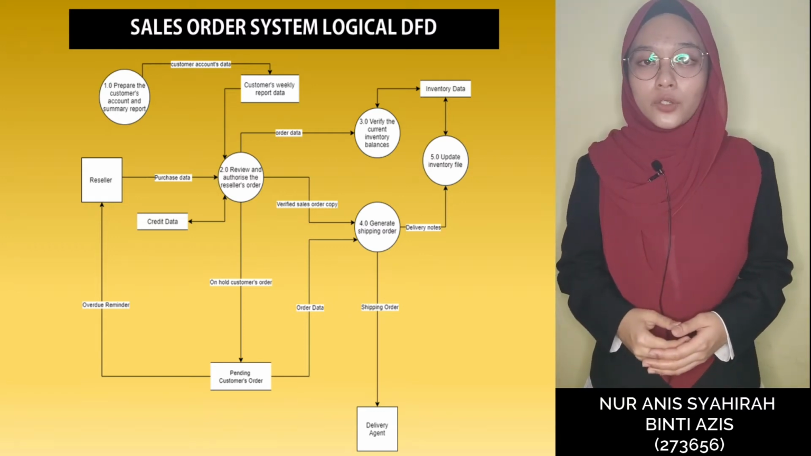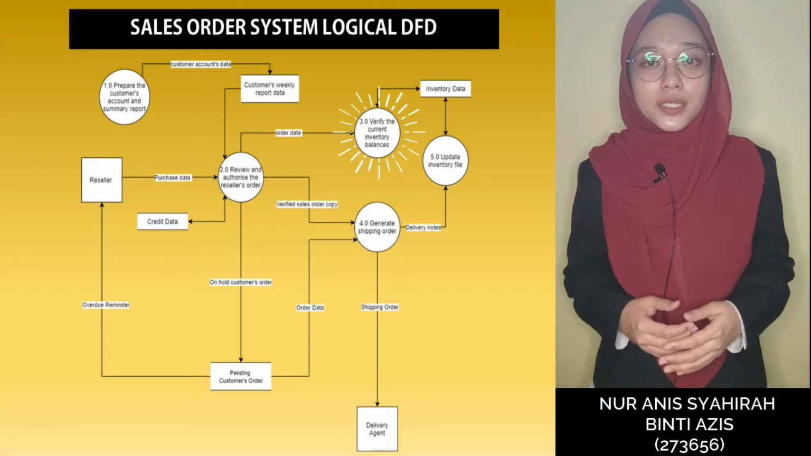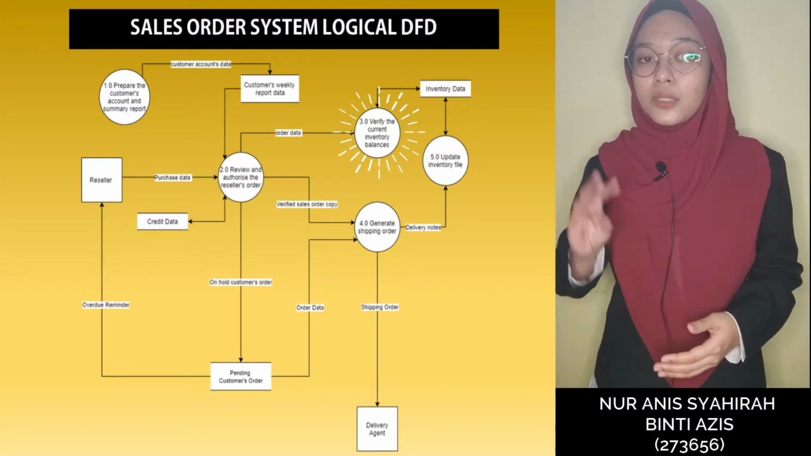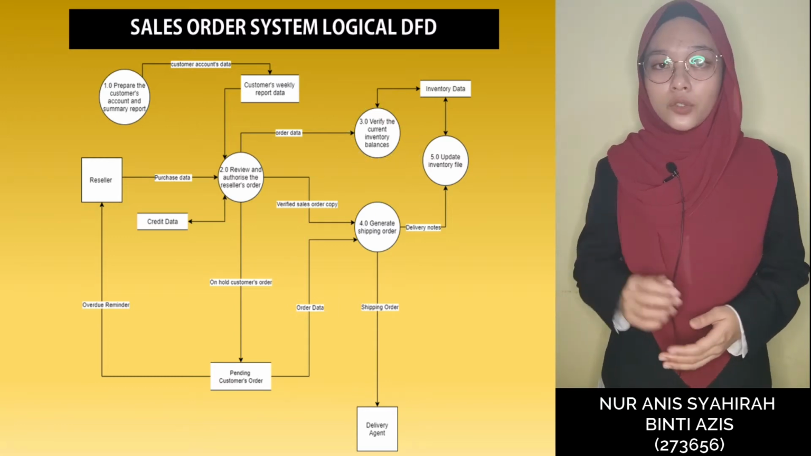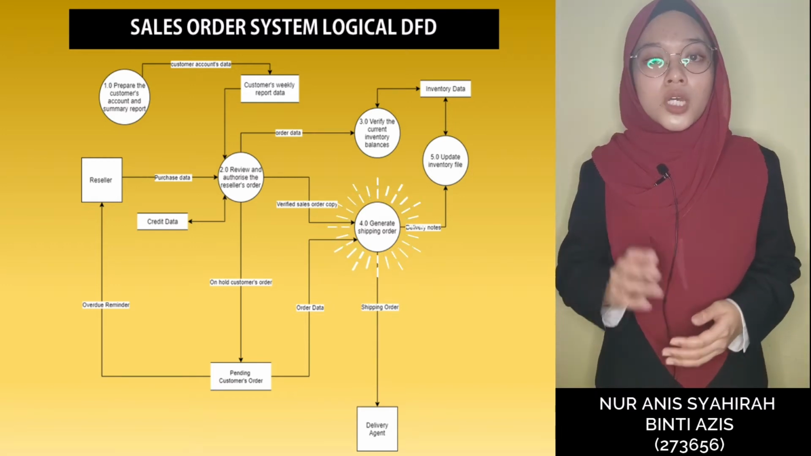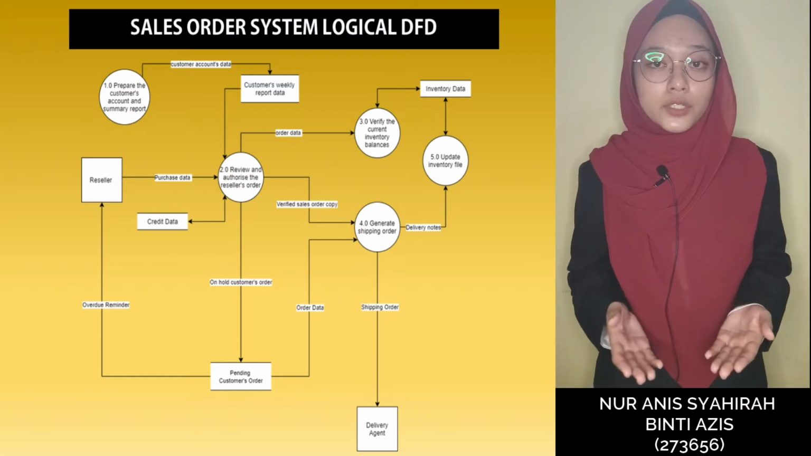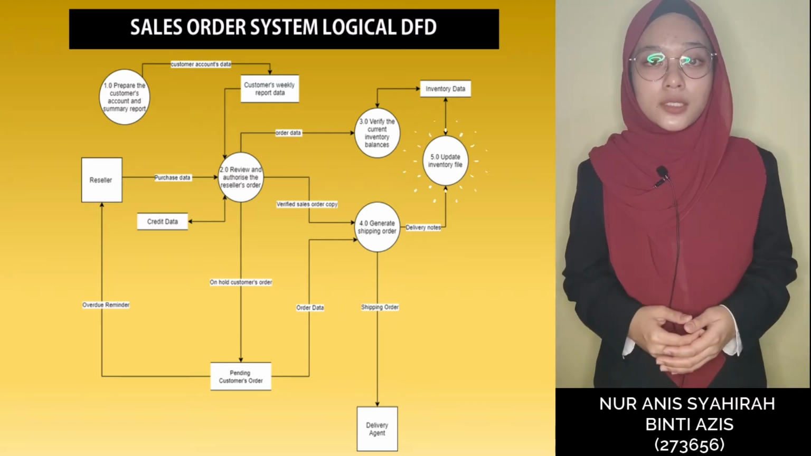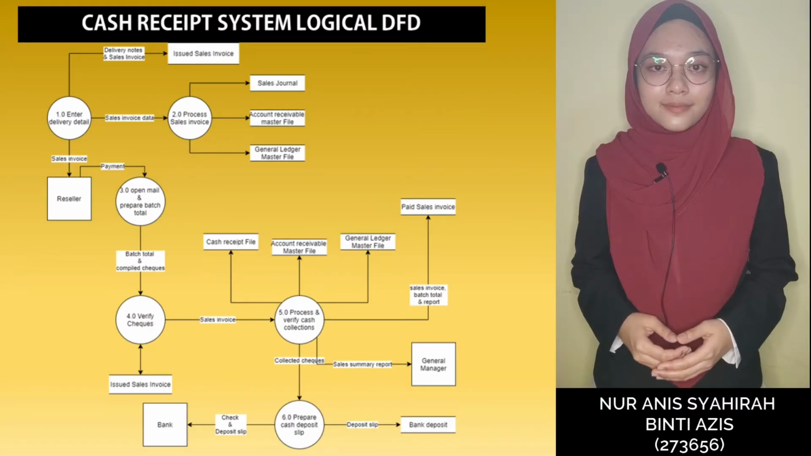The first sales order copy is sent to verify the current inventory balances, which happens in process number 3. The second sales order copy is sent to generate the shipping order in process number 4. Delivery notes from process number 4 will be used to update the inventory file in the last process, as well as be sent to the delivery agent.